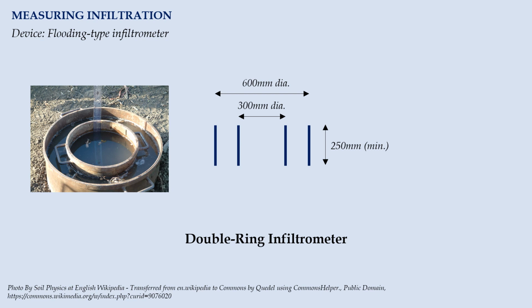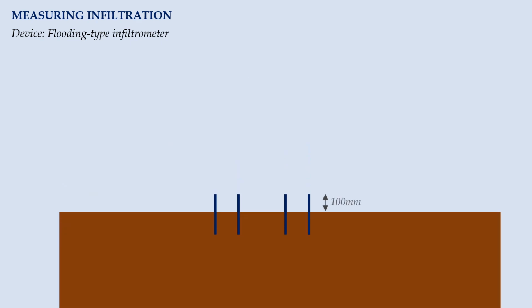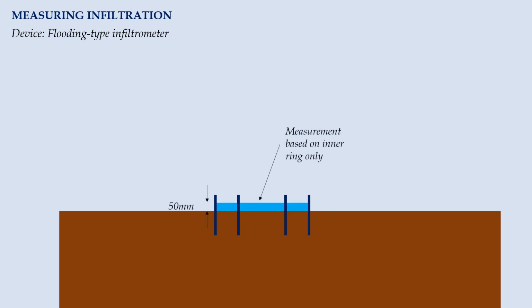Outside the 300 mm ring, we add one more concentric ring with a diameter of 600 mm. The height of both rings should be at least 250 mm. The rings are inserted to a depth where the height of protrusion from the ground surface is only 100 mm. Water is poured to the depth of 50 mm in both rings. The remaining steps should be the same.